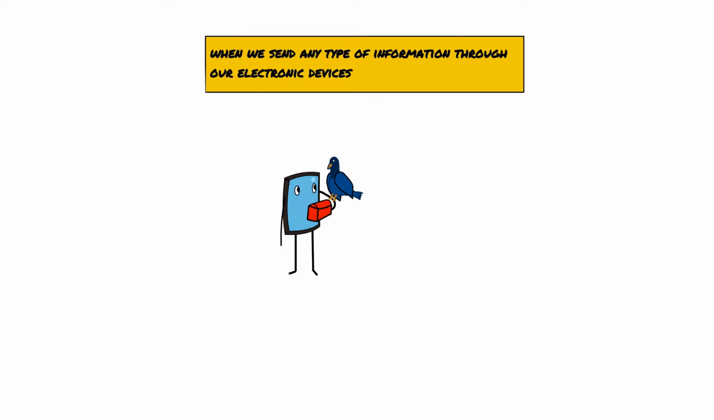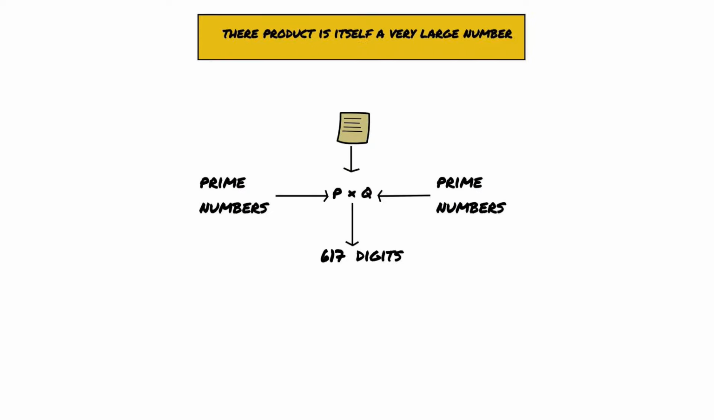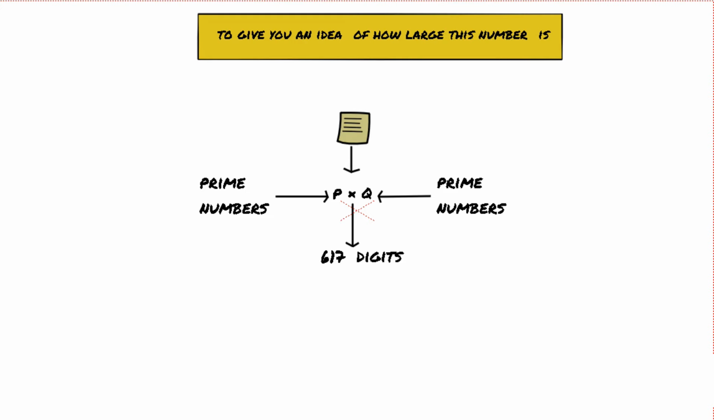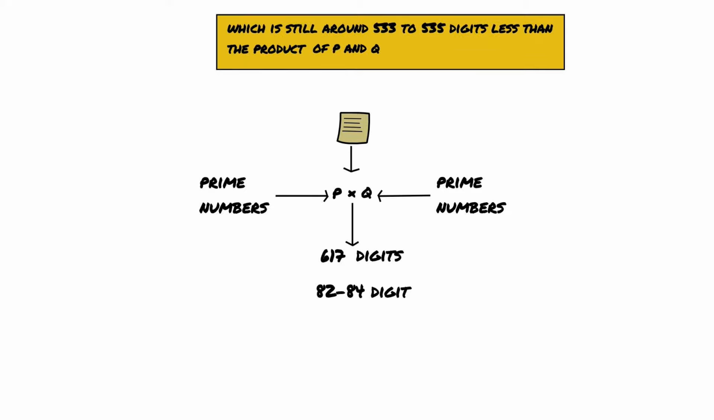For people who don't know, when we send any type of information through our electronic devices, it's first encoded into a product of 2 very large prime numbers. Let's call them P and Q. Their product is itself a very large number, which is around 617 digits long. To give you an idea how large this number is, the number that represents the number of atoms in the universe is around 82 to 84 digits long, which is still around 533 to 535 digits less than the product of P and Q.